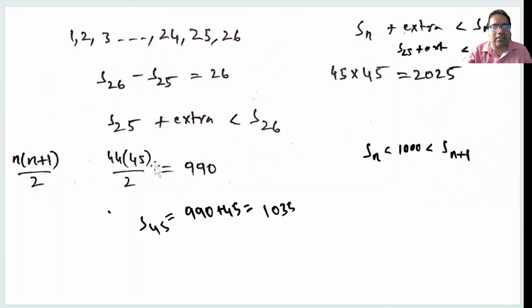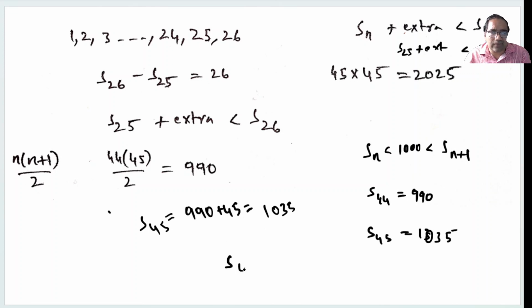Right. What does that mean? We are adding 10 more to make it 1000. So this 1000 is lying between this 990 and S45. S44 is 990. And S45 is 1035. Right. Can 1000 lie between S43 and S44?